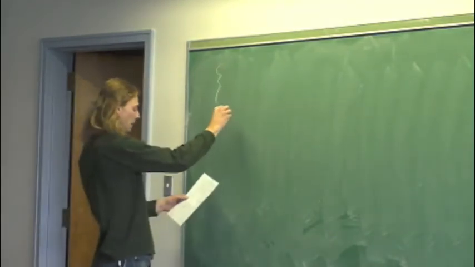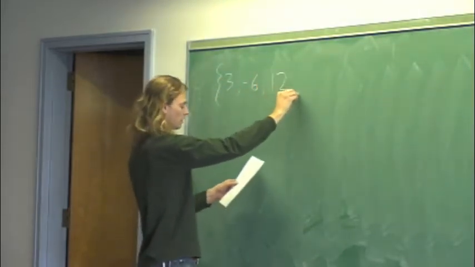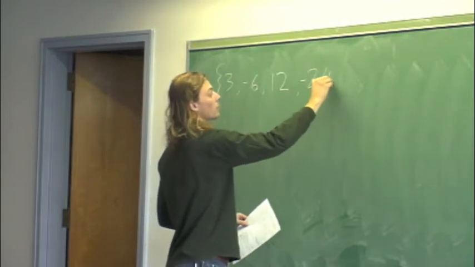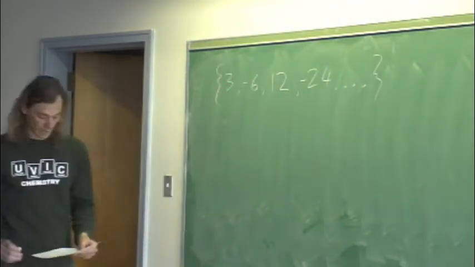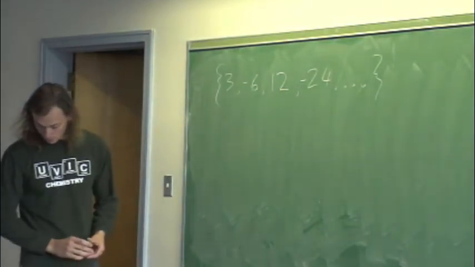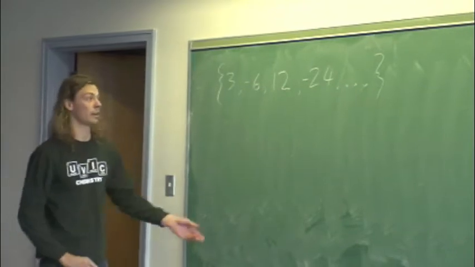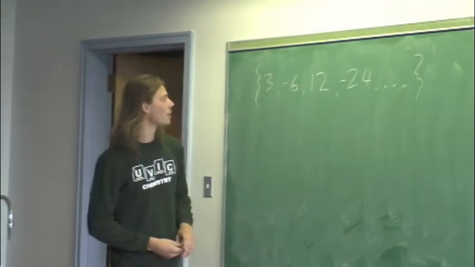So we're given this set of numbers, 3, minus 6, 12, and minus 24, and it goes on to infinity. We're asked to find a recursive rule and an explicit formula, so that we can calculate any term in the sequence.